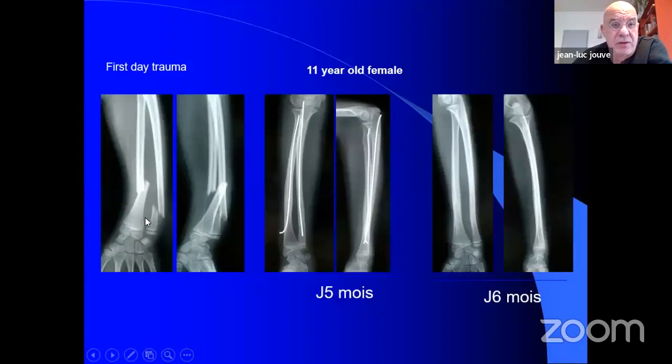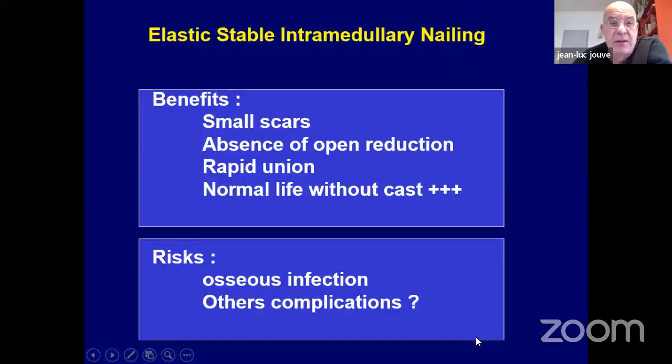Another example: you see the first-stage trauma with high displacement, and at 5 months there is a good result with elastic nail, and at 6 months we remove the pin, never before 6 months. The benefit of this stable nail is a small scar, the absence of open reduction when it is possible to have a C-arm, a rapid union, and a normal life without casts, and it's very important for kids to go to school.